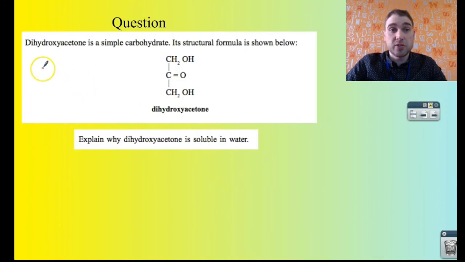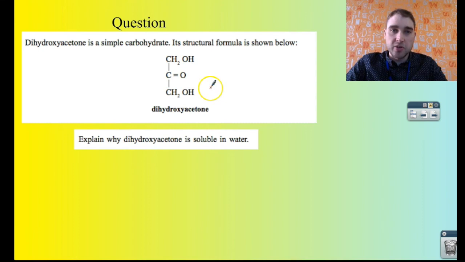So here we have dihydroxy acetone. It's a simple carbohydrate. We've shown its structural formula. Explain why dihydroxy acetone is soluble in water. So this is a question from organics, but it matches up to what we've been talking about in terms of hydrogen bonding. So to be soluble in water, you need to be a fairly small molecule, and you also need to be able to make some kind of interaction with the water so that the water dissolves you, essentially. So you can make your way between the water molecules and the water matrix.